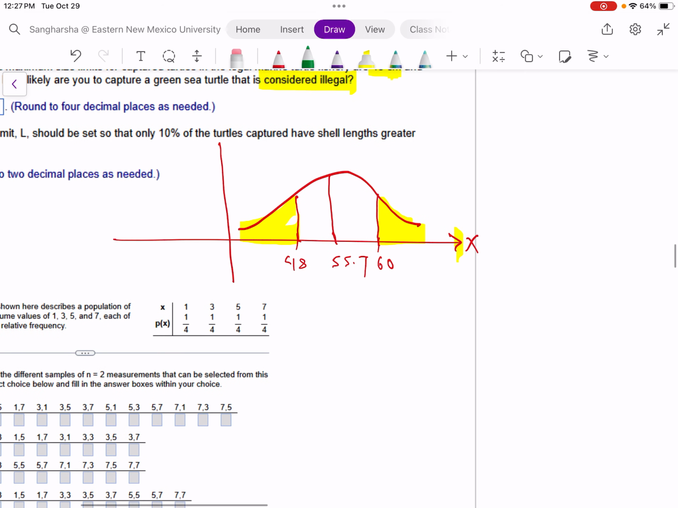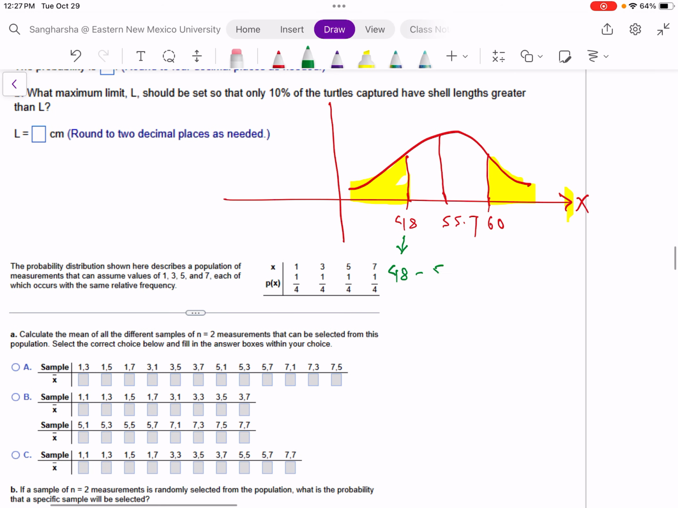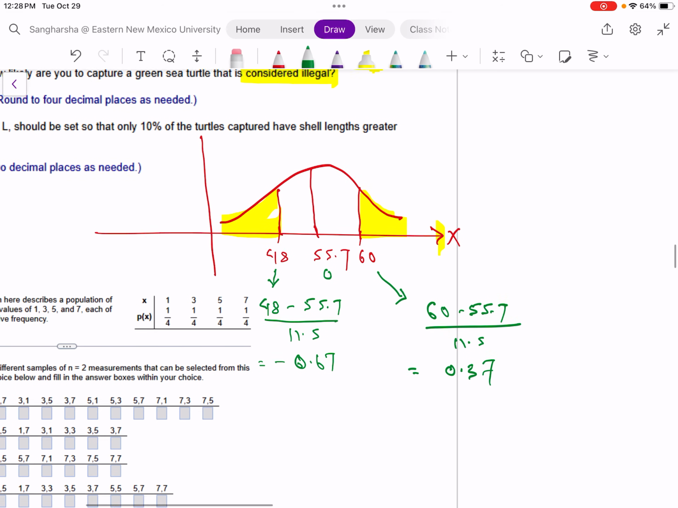So we're gonna convert this x value into z value. So let's convert 48. 48 minus the mean, what is the mean? 55.7. Okay, it's here, 55.7. Divide by 11.5, and how much do we have for this one? What is the z value? Negative 0.67. And the z value for 55.7 is 0. Let's convert 60: 60 minus 55.7 divided by 11.5, and what is this equal to? 0.37.